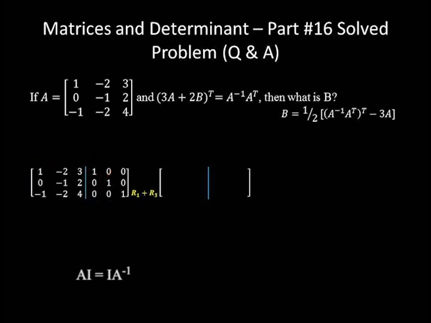Let's copy row 1 and row 2 elements as they are. Adding row 1 and row 3 elements gives us 1 plus negative 1 is 0. Negative 2 plus negative 2 is negative 4. 3 plus 4 is 7. 1 plus 0 is 1. 0 plus 0 gives us 0. 0 plus 1 gives us 1.